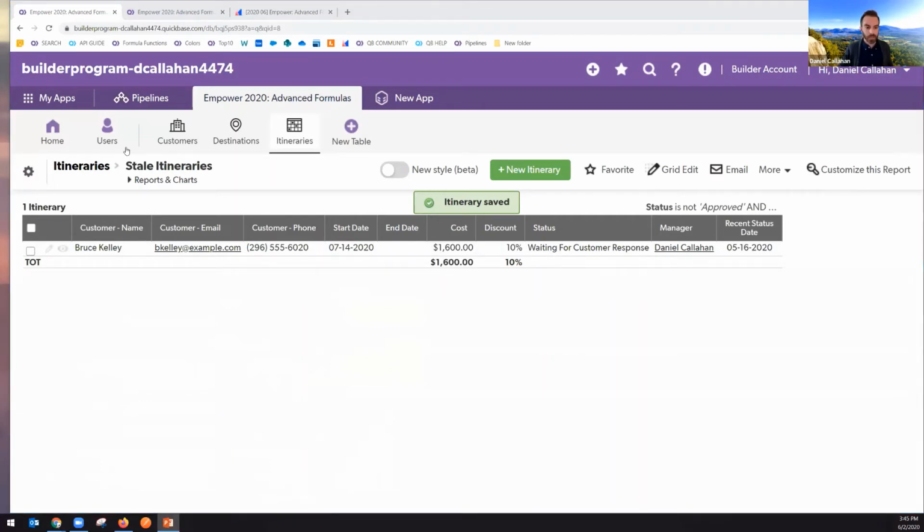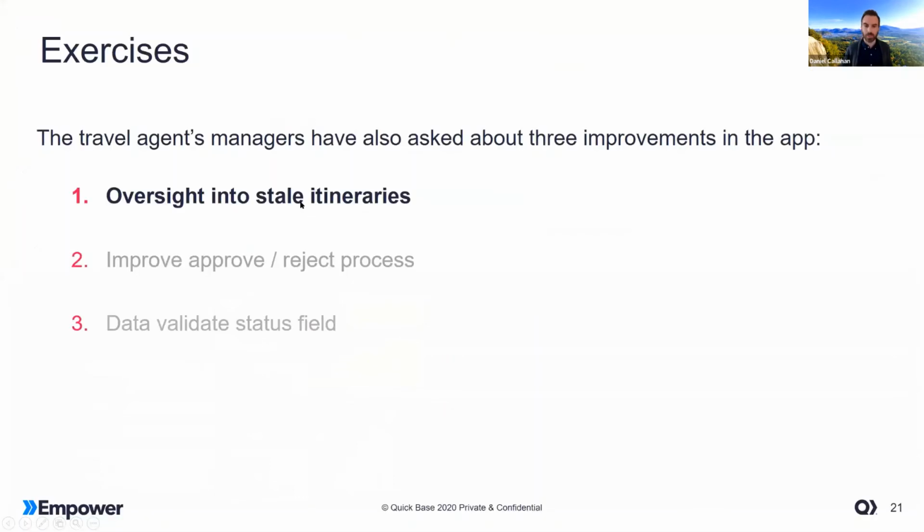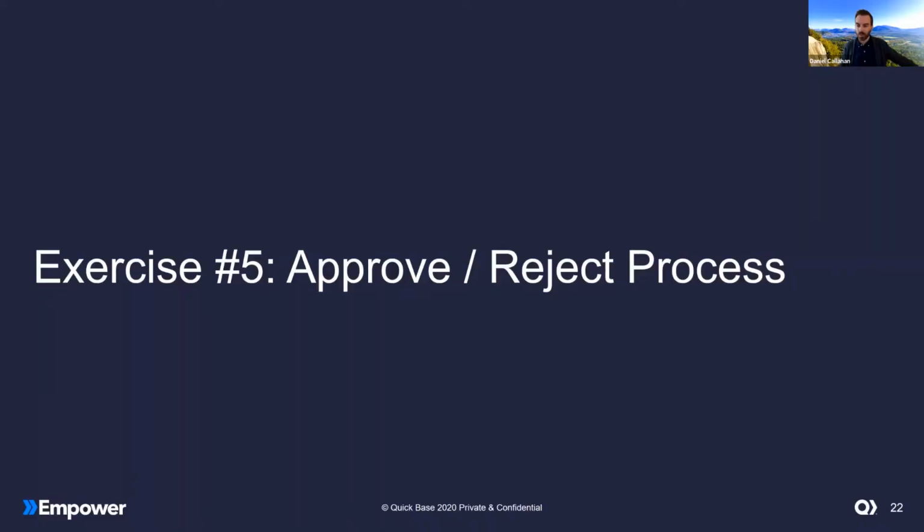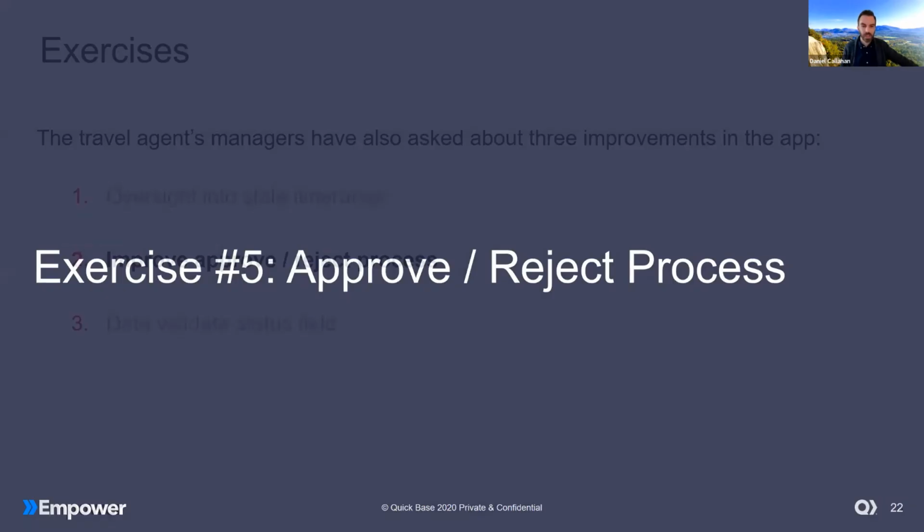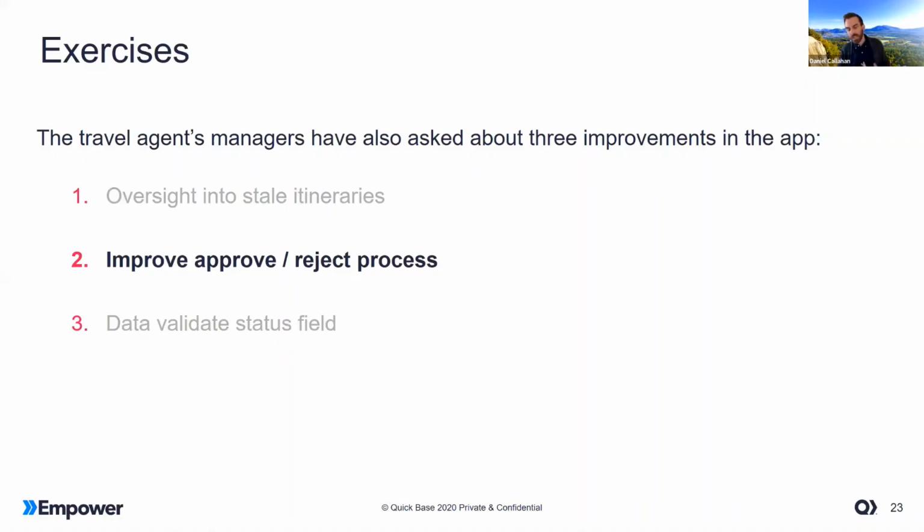Let's jump back into PowerPoint so we can review the second exercise for the managers, and that is revolving around this approve or reject process. So right now, when they have an itinerary they need to approve or reject, they're editing the record, changing the status, saving the record, and then going back to their report to maybe take action on another itinerary that they need to approve or reject. And they're saying that's a bit cumbersome. They really just want like a one-click solution or a button to do the job for them.